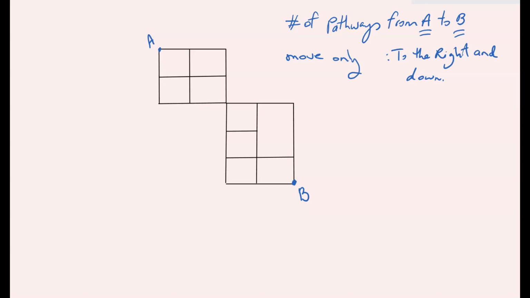Okay, here's another pathway problem. We want to go from point A to point B. Same restrictions again, to the right and down. We want to know how many possible pathways we can come up with. All right, so let's go through that.